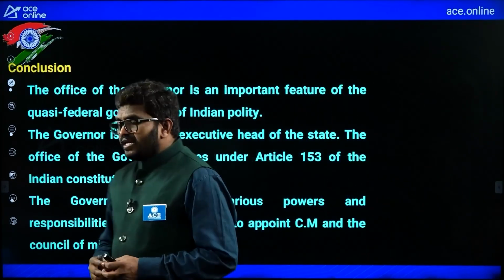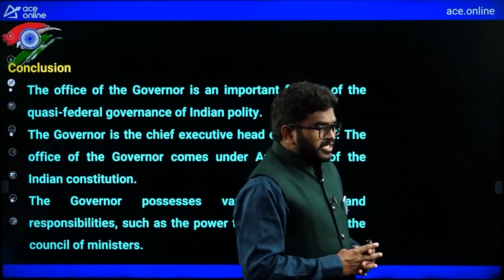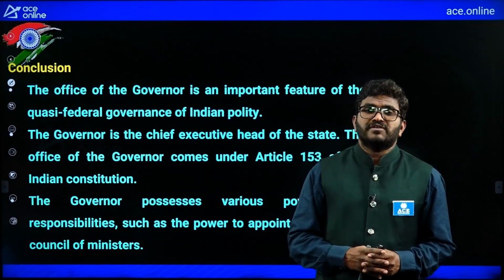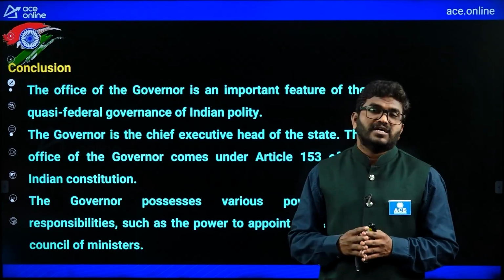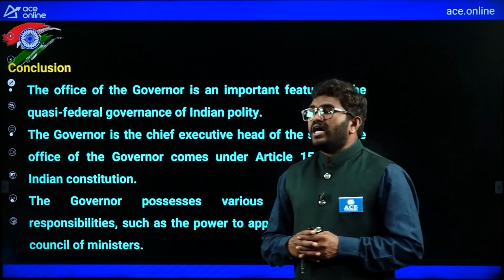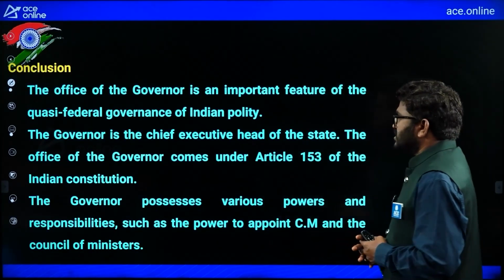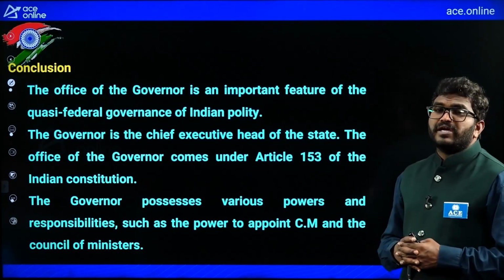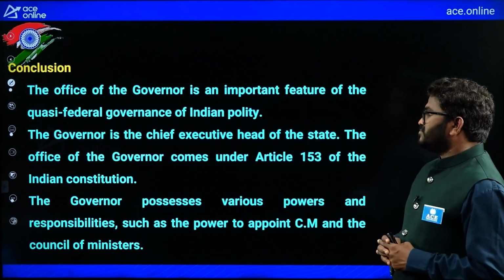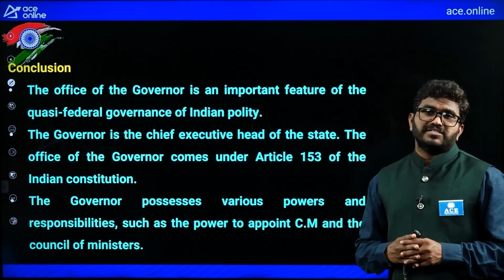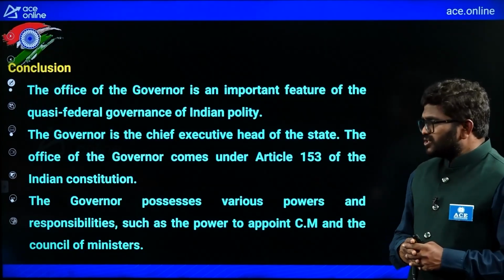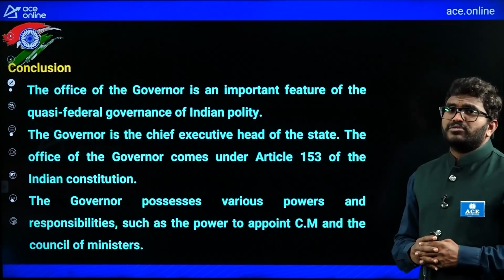So finally, what I am concluding here: at the central level, the nominal head is the president, and at the state level, the nominal head is the governor. So most of the president's powers at the central level apply the same way at the state level for the governor. Under Article 153 of the Constitution, the governor is the chief executive officer of the state. And the governor possesses some very good powers like appointment of the chief minister and state cabinet ministers. So this is the information about the governor.